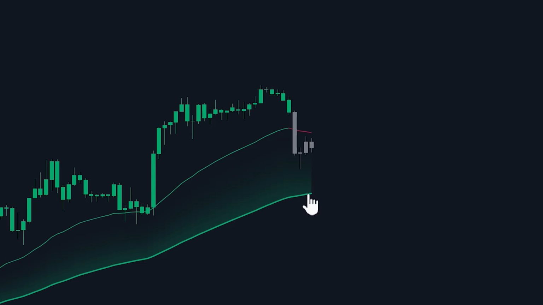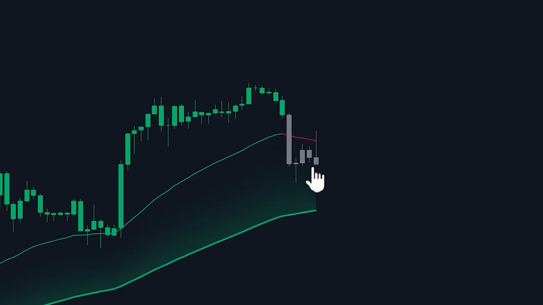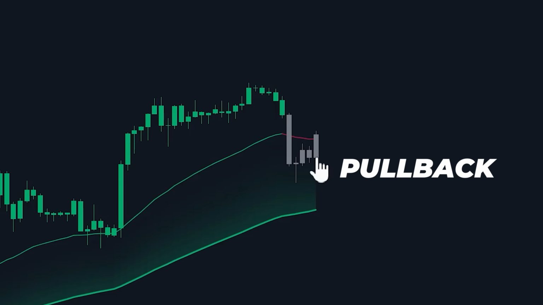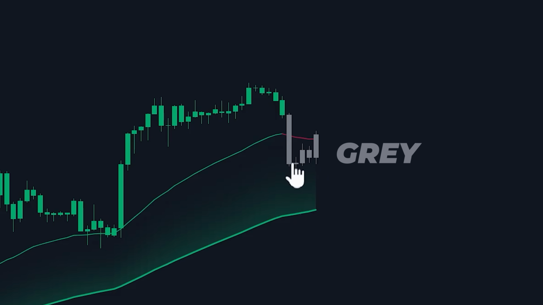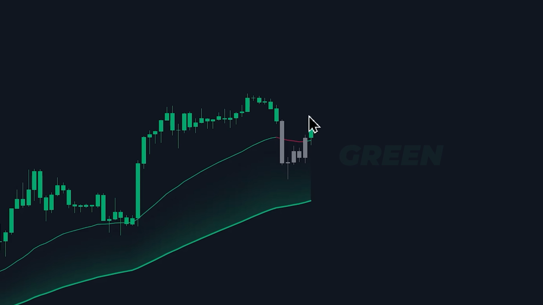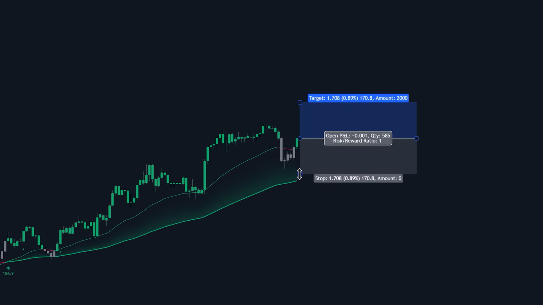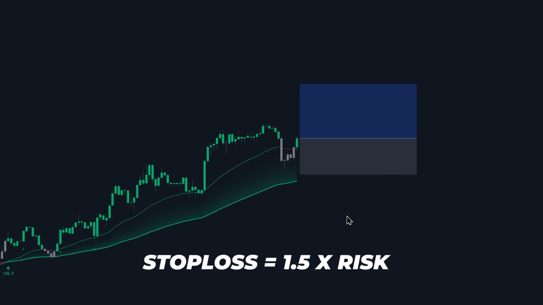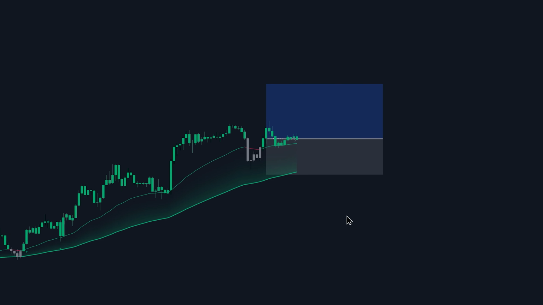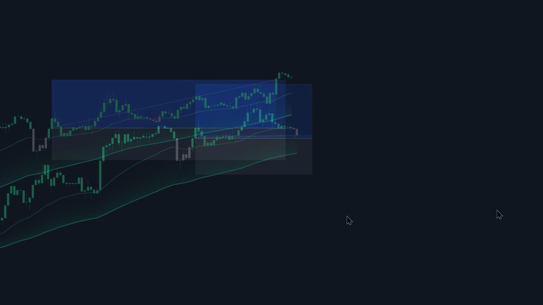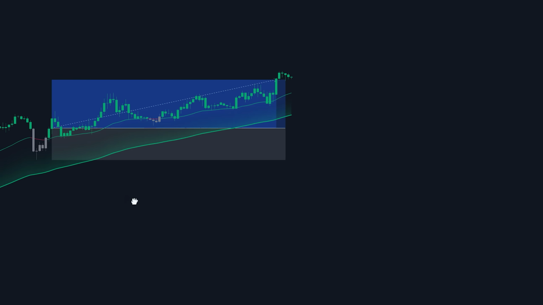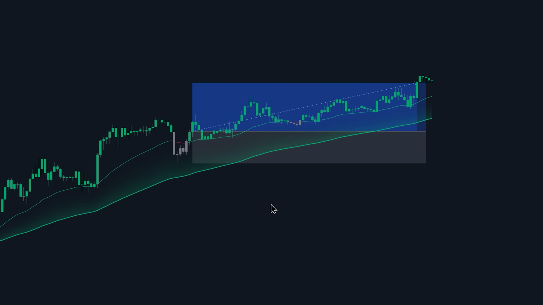So whenever you have something like this, well, that is a pullback, and the indicator is going to turn these candles to gray. Now, once we have the pullback, we need to confirm the end of it. That is going to happen when the candles turn back to green. We take a long position here. The stop loss goes under the most recent swing low, targeting 1.5 times the risk, letting the trade run, and it was profitable. And of course, for a short position, it's going to be the opposite.